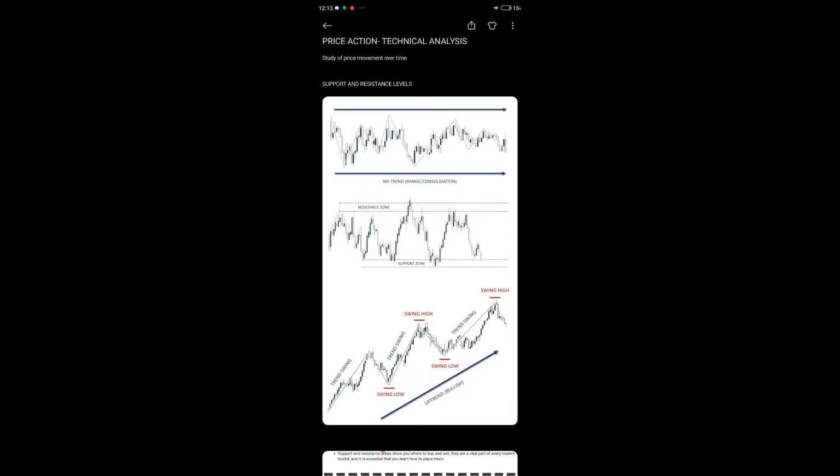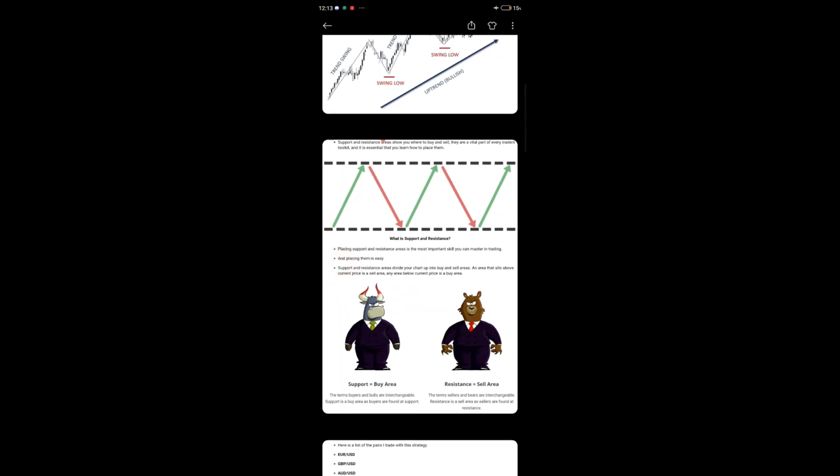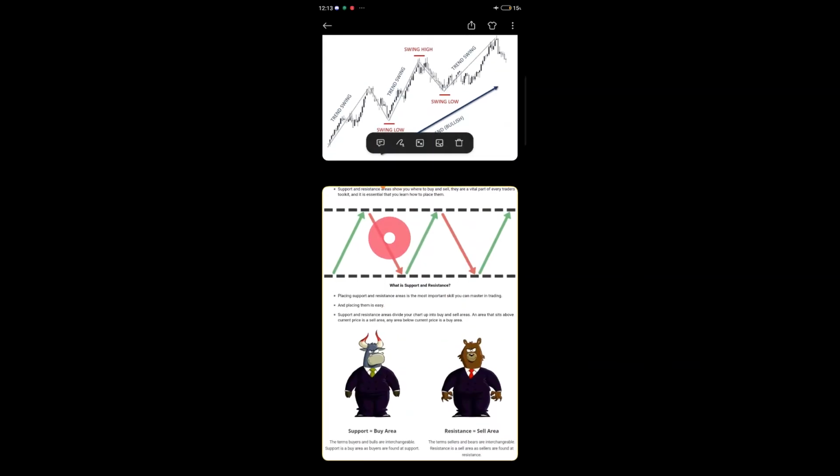Now you have to understand what support and resistance levels are before you can start placing them on your charts. Support and resistance areas show you where to buy and sell. They are a crucial, vital part of every trader's toolkit, and it is essential that you learn how to place them. Basically, this is a resistance level, and down here this is a support level.